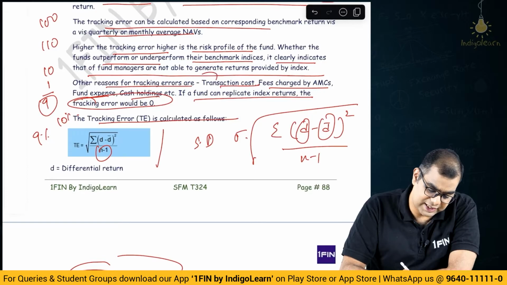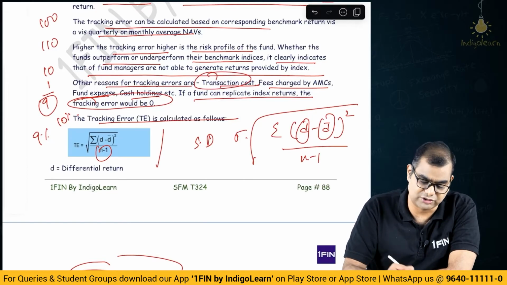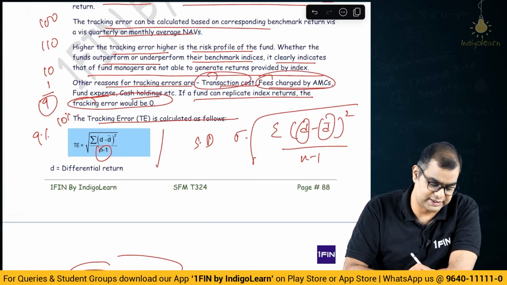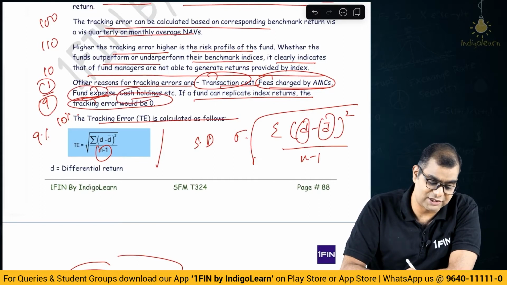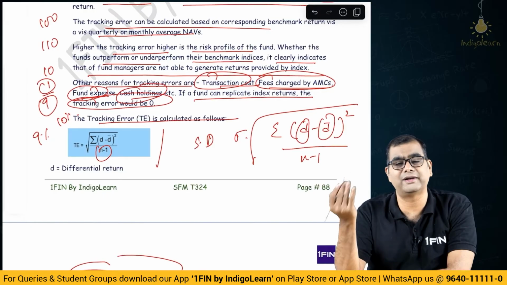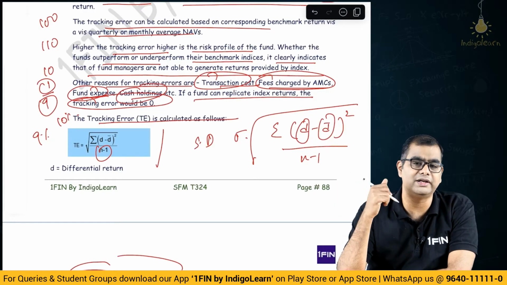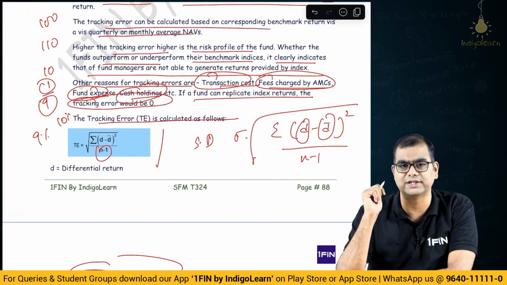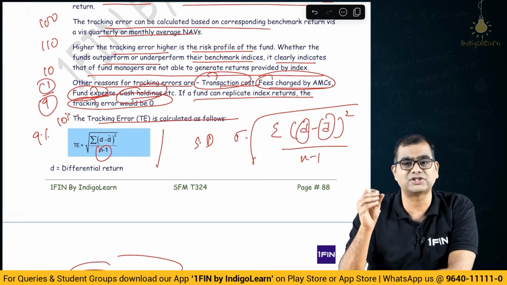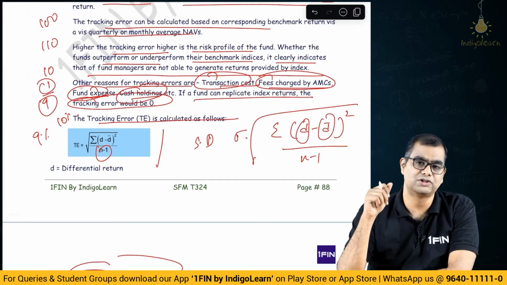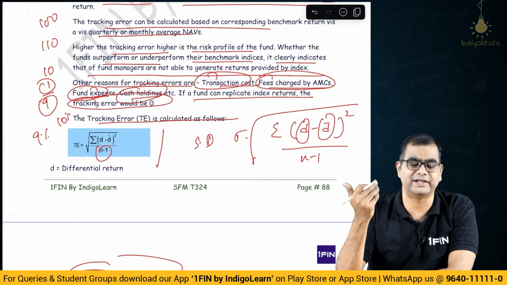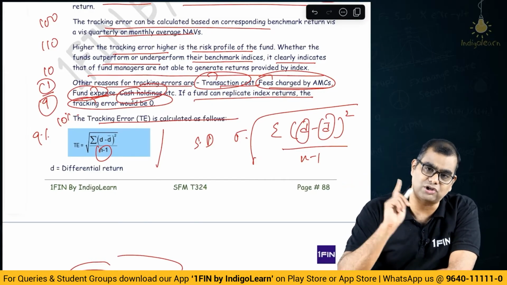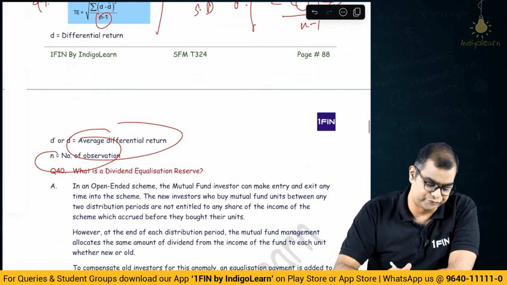They are saying that transaction cost, basically the brokerage cost and so on, the fee charged by the AMC, basically this 1 rupee, which is the total expense, fund expense, cash holding. So, the fund may not invest the entire amount in equities or shares or whatever securities. They may keep some money in cash for meeting any redemption requirement. So, to that extent, the funds always will have some cash on which they will never earn any return, which is why there is always a tracking error for every scheme.